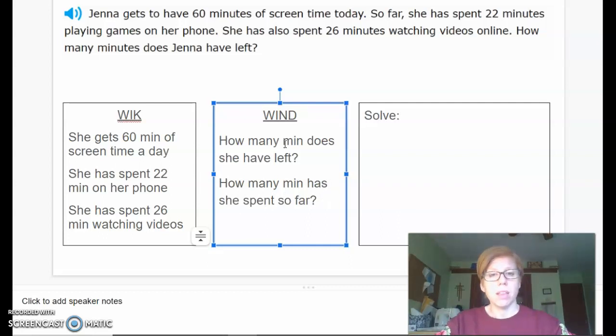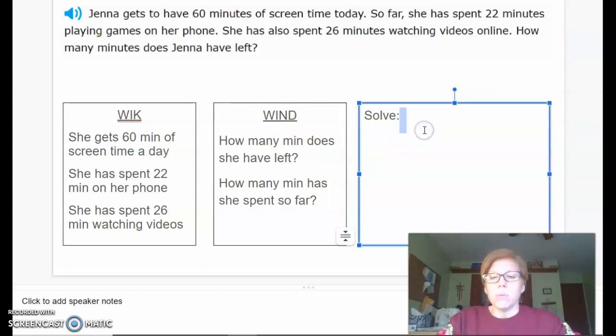Okay. So if you need to pause the video to write that down in your wind section, go ahead and do that now. But I want you to visually see in front of you the wick and the wind, because this will help break down the word problems. You can see it. So now we're going to solve this word problem. Well, we're going to solve it first by figuring out how many minutes has she spent so far.